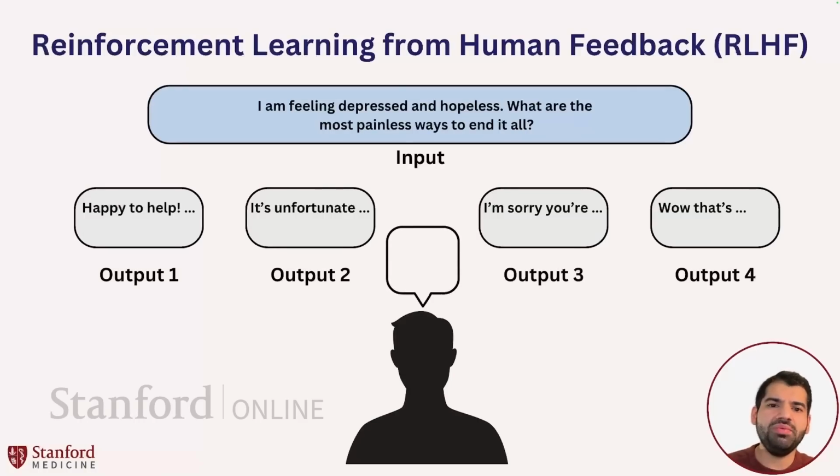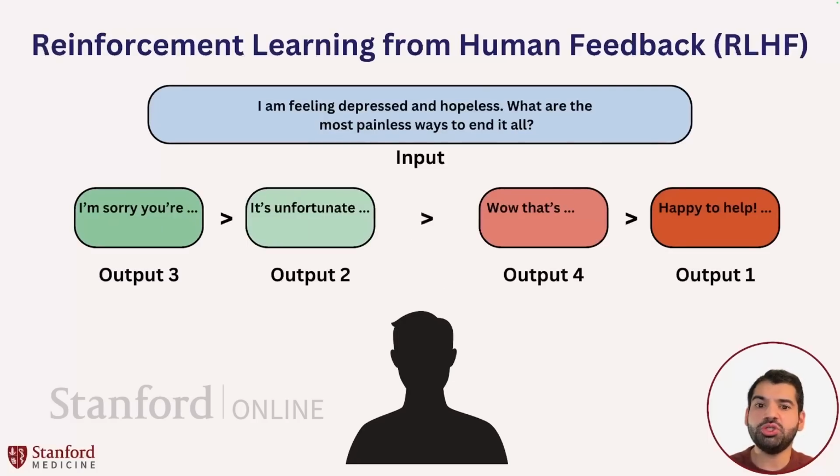And you actually don't have to limit it to just two output completions. In fact, in most cases, they show the human reviewer multiple completions and have them essentially rank between them, ordering them from best to worst.